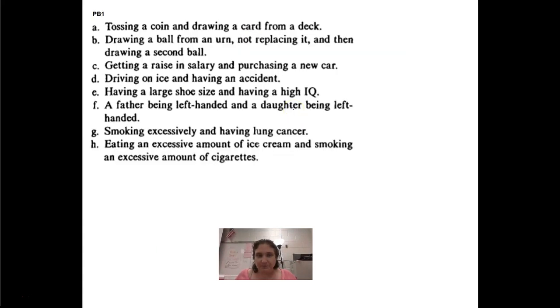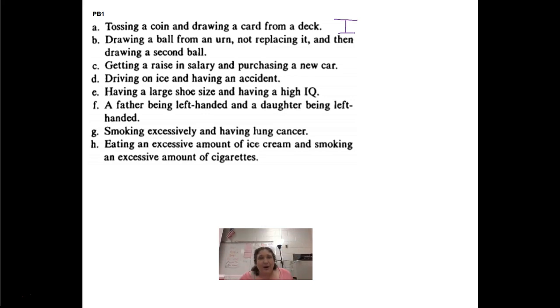Moving on. We're going to go back to this idea of independence and mutually exclusive, and I'm going to call on my period 7 kids to help us out. Toss a coin and drawing a card. Is that independent or dependent? Independent. Yep, you should write it on your papers. You can just put I.